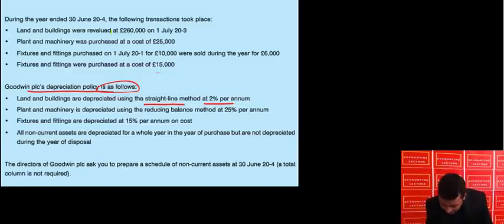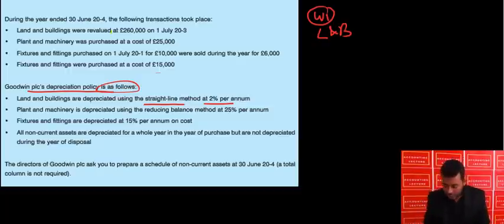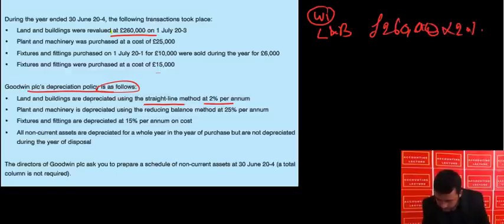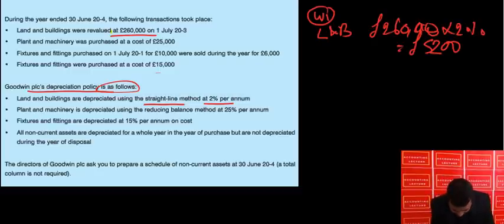So if you remember, land and building, this is our working one. We had a closing cost of 260,000 because it said here it's gone up. So yeah, 260,000 times by 2%. Get the calculator, and the answer is 5200. Okay, plant and machinery.